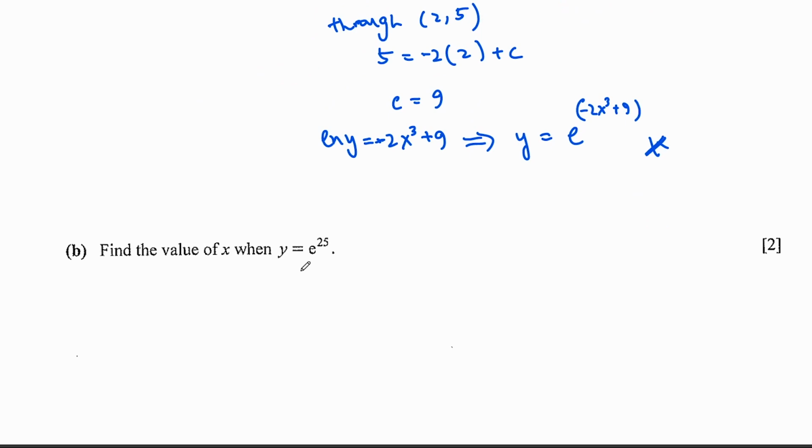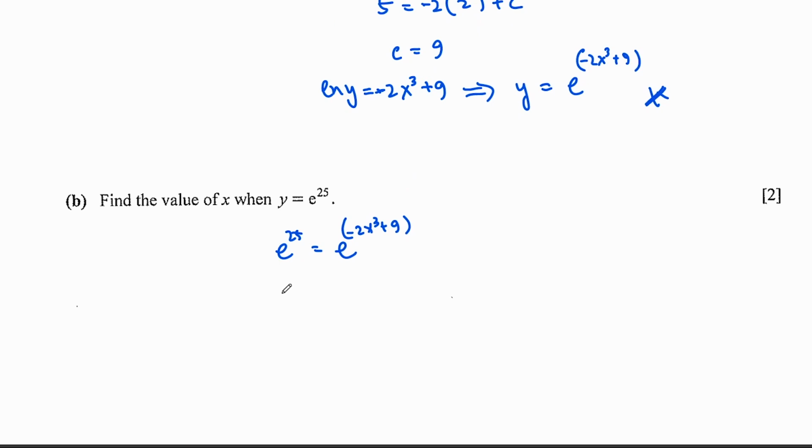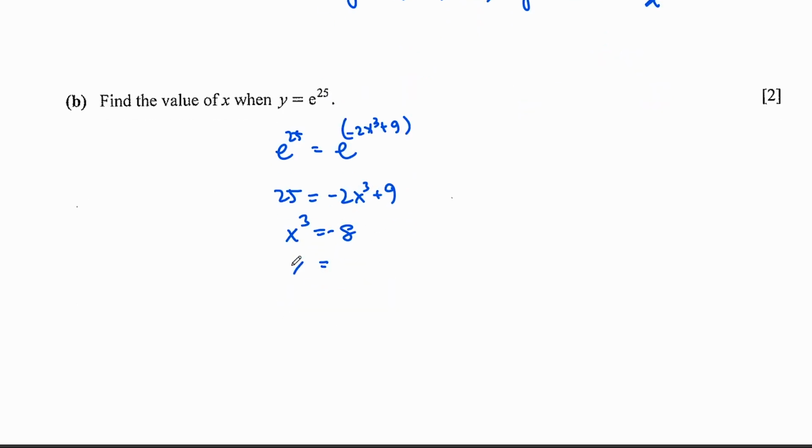Now we want to find the value of x when y is 25. Y is e to the power of 25. Right, so we just have to equate e power of 25 to e to the power of this. So since it's raised to the power of e on both sides, I can just get rid of it, and x will be negative 2. Right?